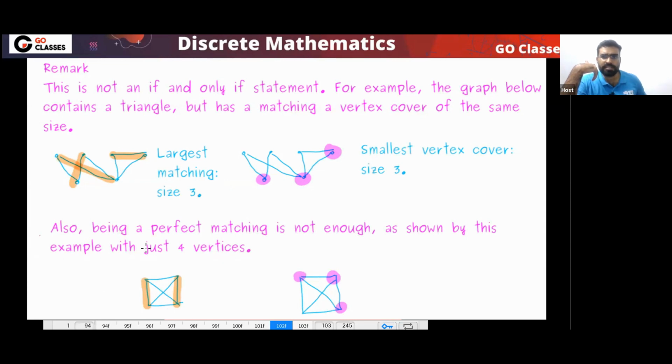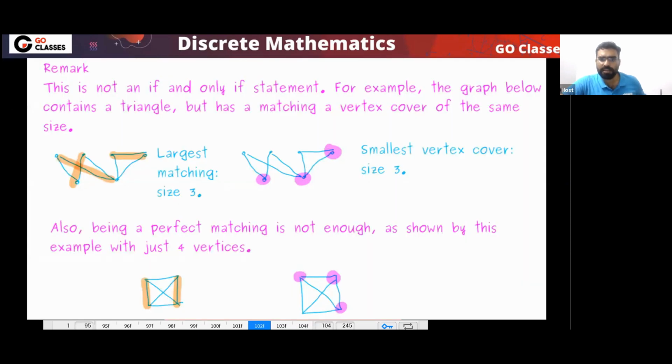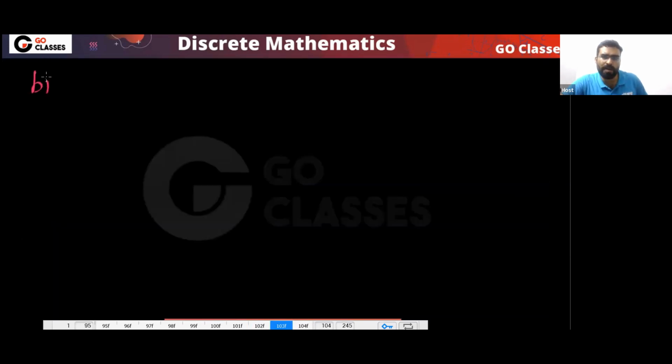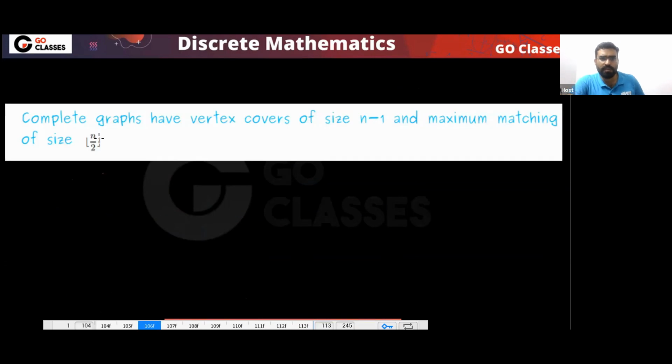But remember, this is only a one-way theorem. If you have a bipartite graph, then mu will be equal to beta. But mu equal to beta does not mean you have a bipartite graph. For a complete graph, we have already seen that the vertex cover will be n-1 and the maximum matching will be floor of n by 2.